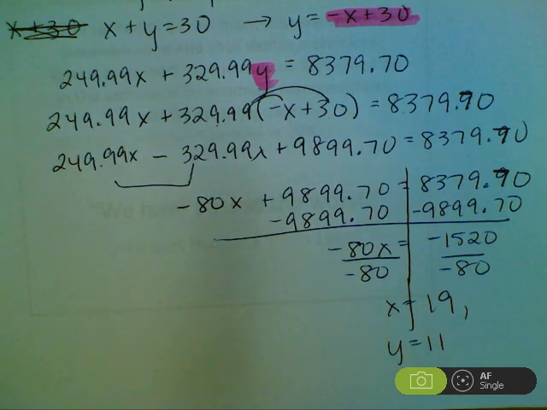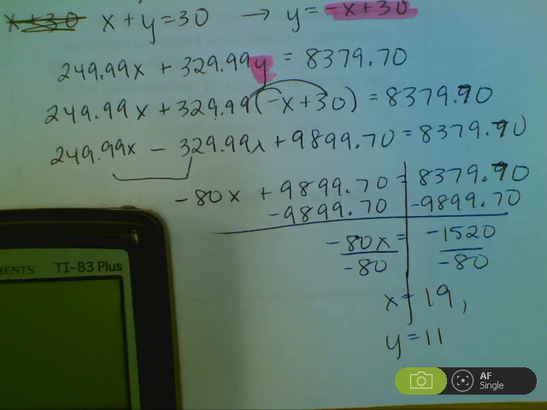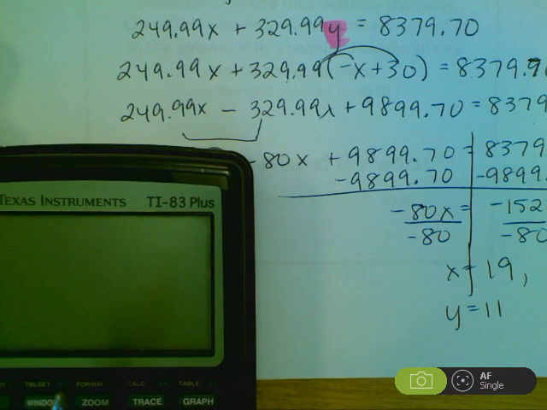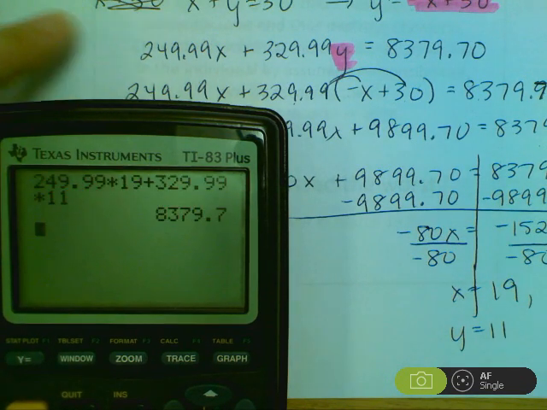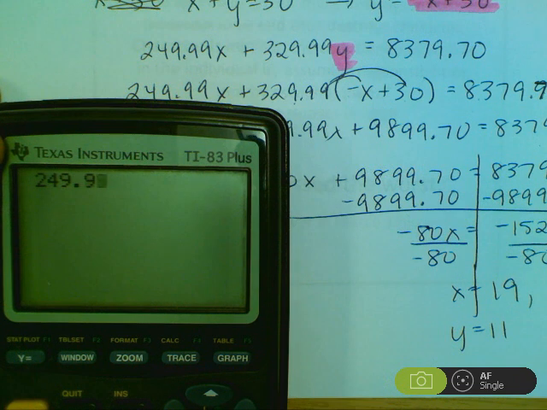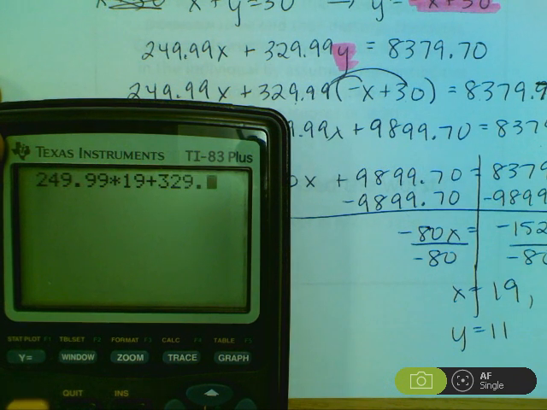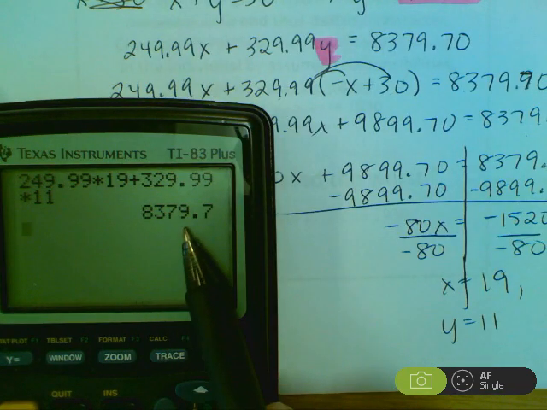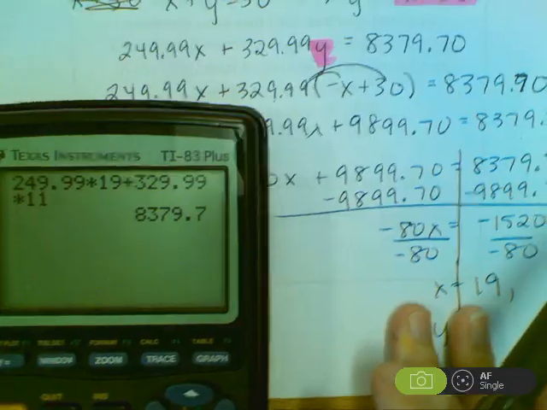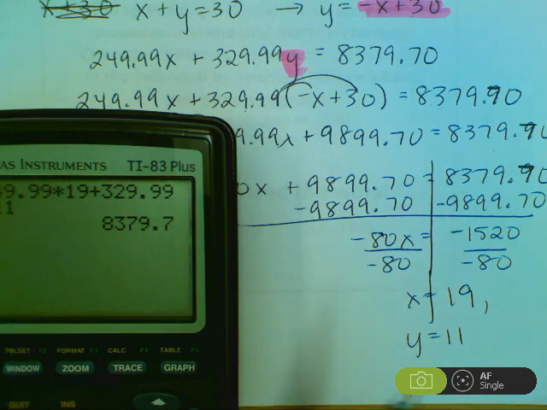Now, in order to finish this question, you have to actually check your answer. So if you guys go on to your calculators, you're going to want to substitute into the second equation here. So the price of my small mower is $249.99. I'm going to multiply that by 19. My larger mower is $329.99. I'm going to multiply that by 11. When I hit enter, I get $8,379.70, which is what I wanted my answer to be, so I did it correctly.